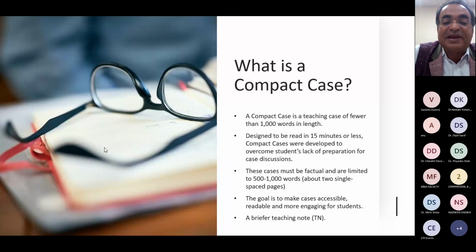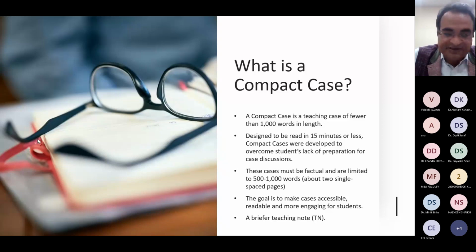Here, a compact case is actually a teaching case, which is 1,000 words or lesser in length. It is designed to be read in 15 minutes or less, right? And they were essentially developed to overcome students' lack of preparation for case discussion. So it is possible that, while waiting in the lobby for the session to start, the students or the participants can go through the case and be ready for the discussion in the class, right?